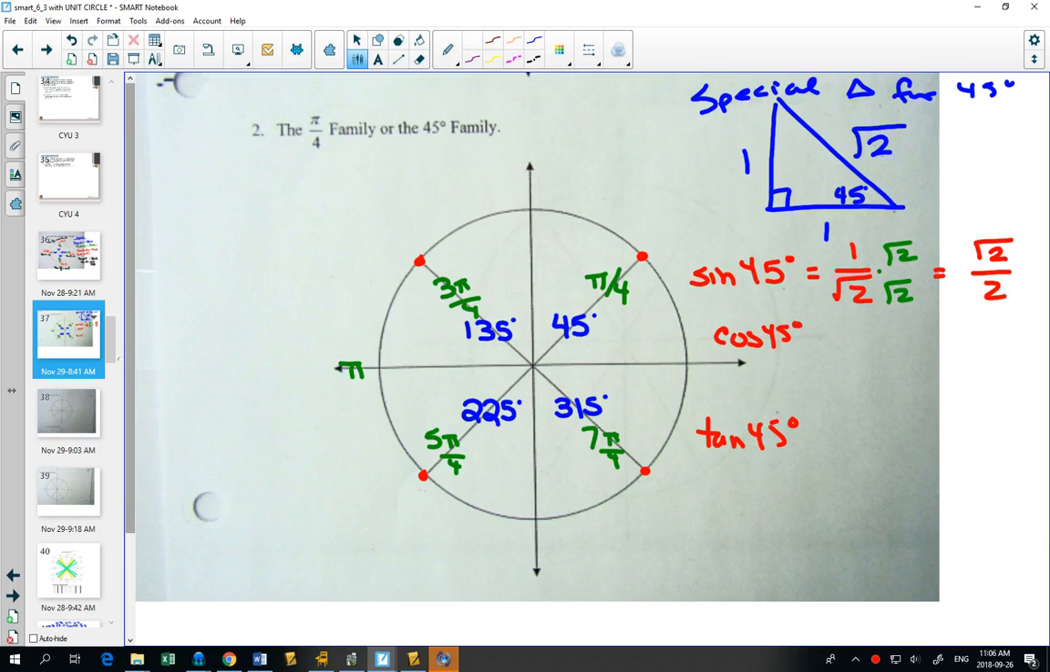And cos of 45 degrees is also 1 over root 2. So cos of 45 degrees is root 2 over 2. And tan of 45 degrees, 1 over 1 is just 1.